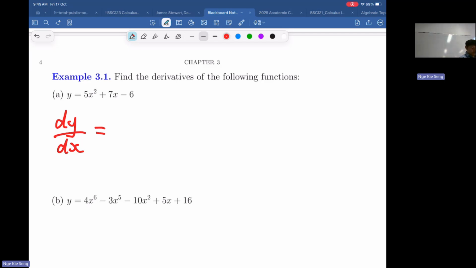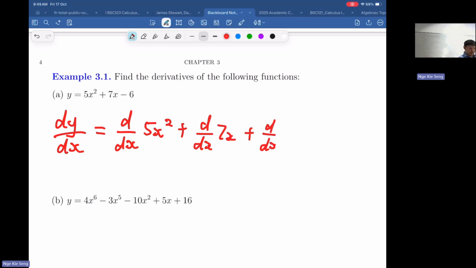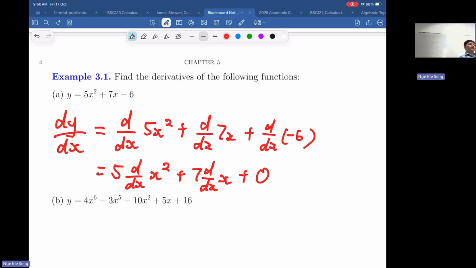So in general, you can split this derivative into differentiating 5x squared plus differentiating 7x plus differentiating minus 6. This is linear rule number 2. And then you can pull out the scalar. Maybe you might think that it's a bit troublesome to do step by step, but this is a very good way to make sure you know what you are applying.